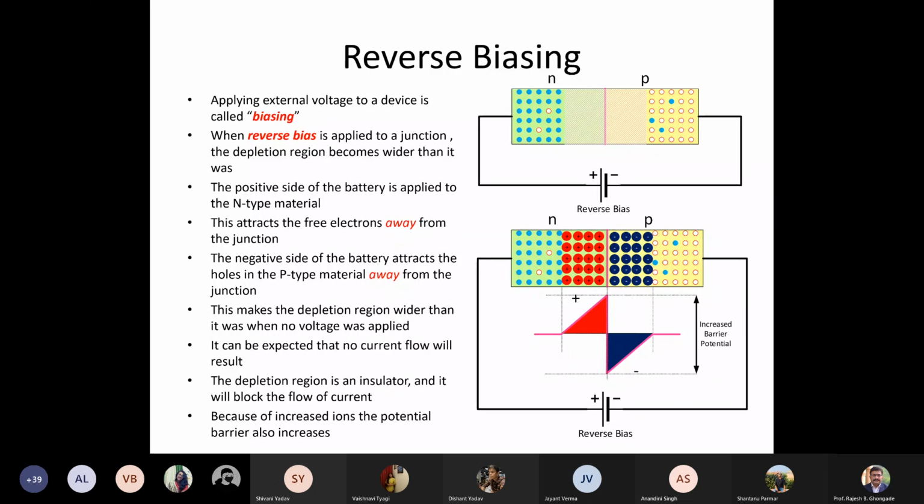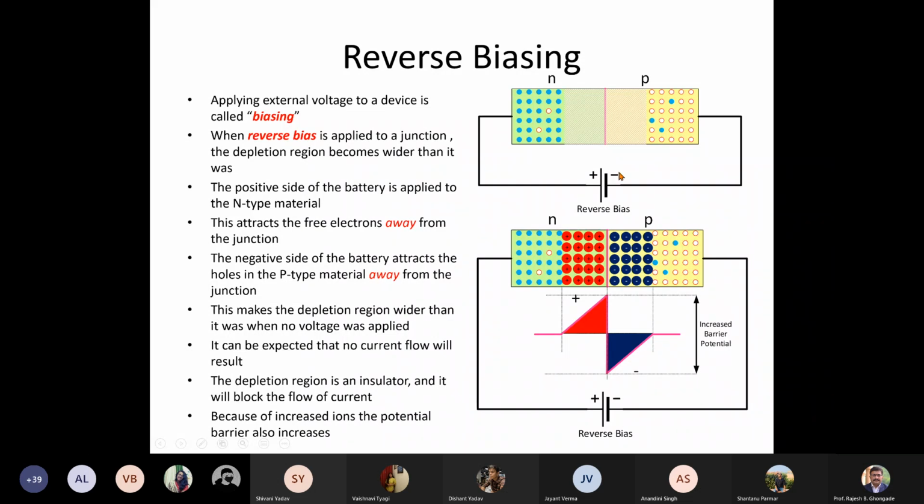You have seen that there are some minority current carriers also. They are very few, that is the reason why they are called minority current carriers. Now look at these minority current carriers. They have an opposite charge to that of the electron. For example, here it is a hole. So this hole will get attracted across the junction, pulled across the junction.